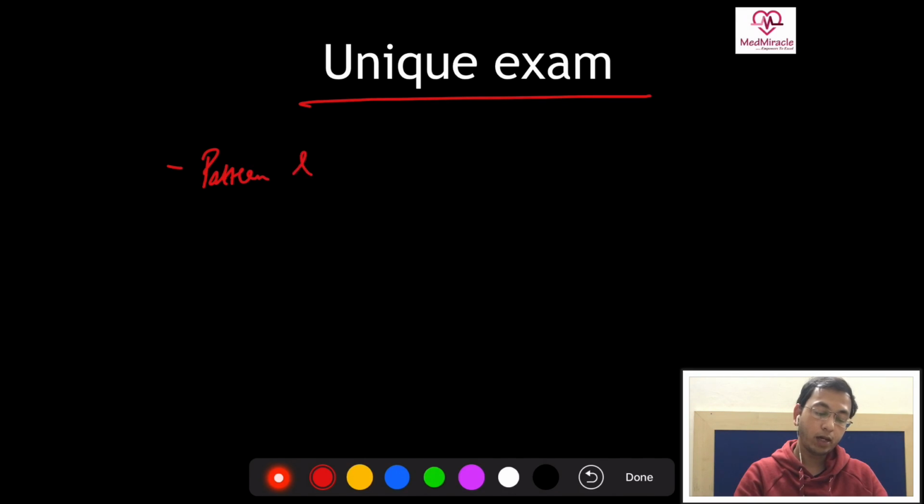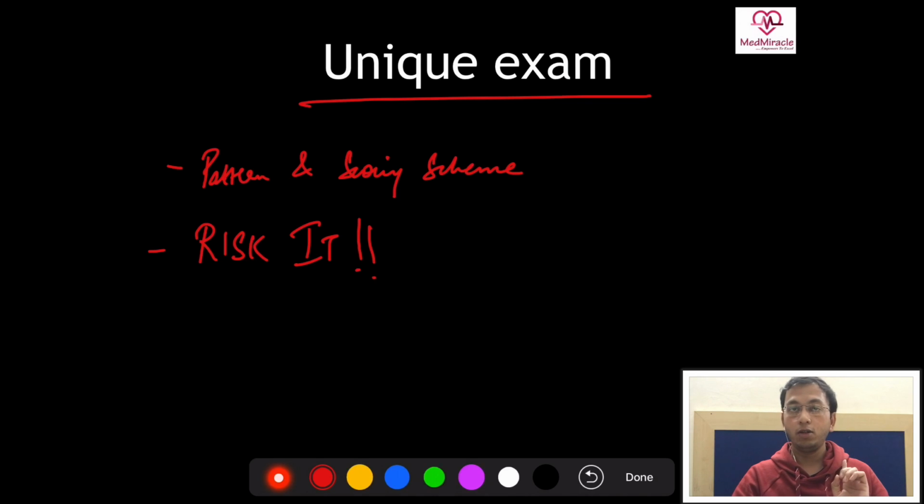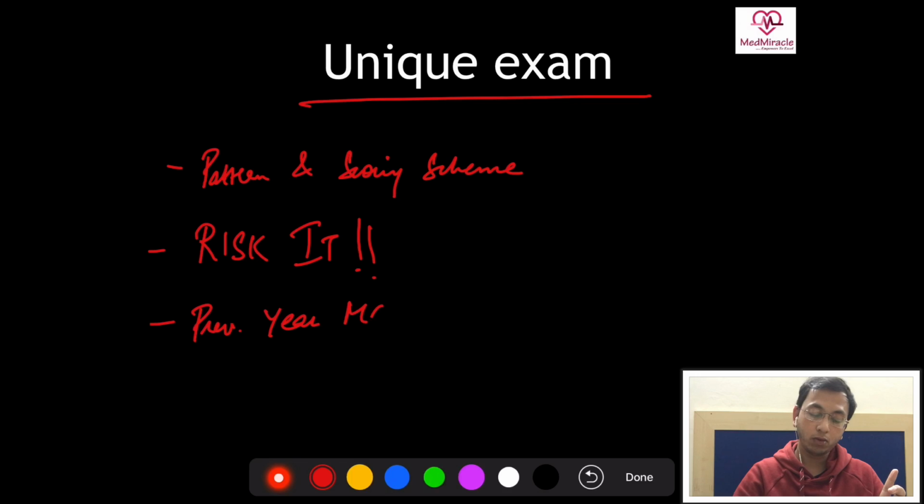Okay guys, with this discussion we are clear that PGI is a unique exam because of its pattern and its scoring scheme. With this in mind that the negative marking is high, still we need this mindset that we have to risk it to be in the game. And before actually going through with the exam, during preparation, make sure that you have read the previous year MCQs and topics well, because they are repeated in the PGI exam.